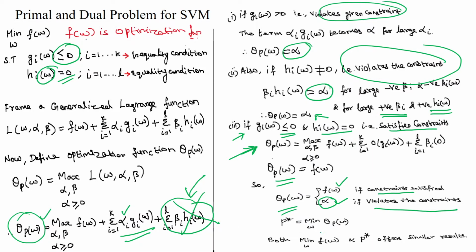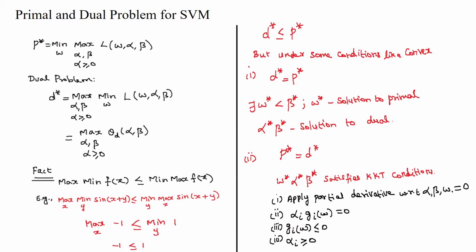So this can be represented as a minimization problem, right? The primal problem represents the minimization of the optimization function given theta of w. So here we will take the primal problem as a min max problem: minimizing the optimization function with respect to w, and maximizing the Lagrangian function with respect to alpha comma beta, where alpha is greater than or equal to 0.